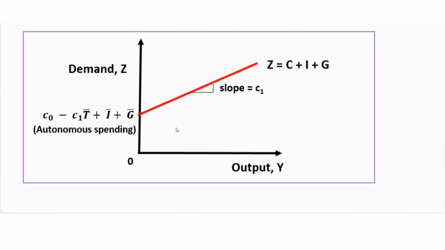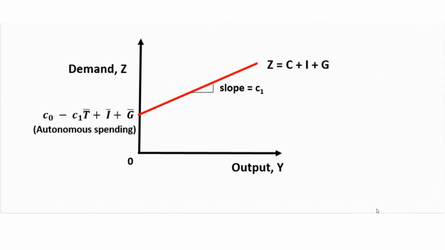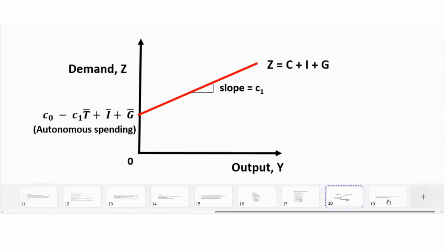Now if I plot it in a graph with Z on the y-axis and output on the horizontal axis, we can see this is our demand schedule, Z = C + I + G. We don't have NX because we're assuming a closed economy. Here the slope is c1, which is greater than 0, so it's upward sloping, and the vertical intercept is our autonomous spending component, which we're assuming is positive.